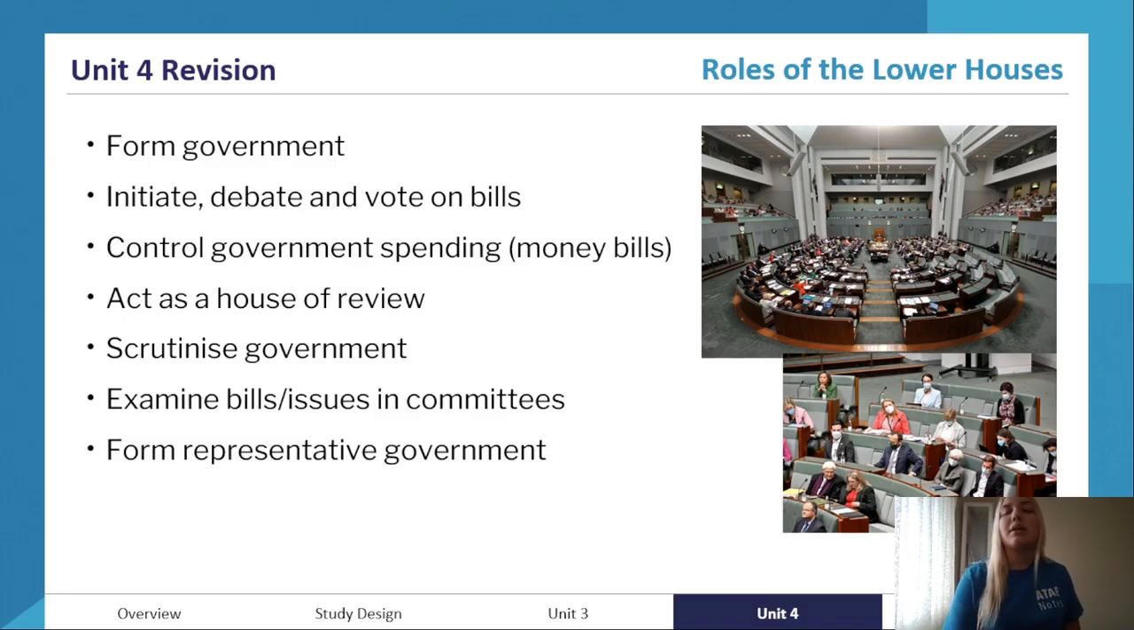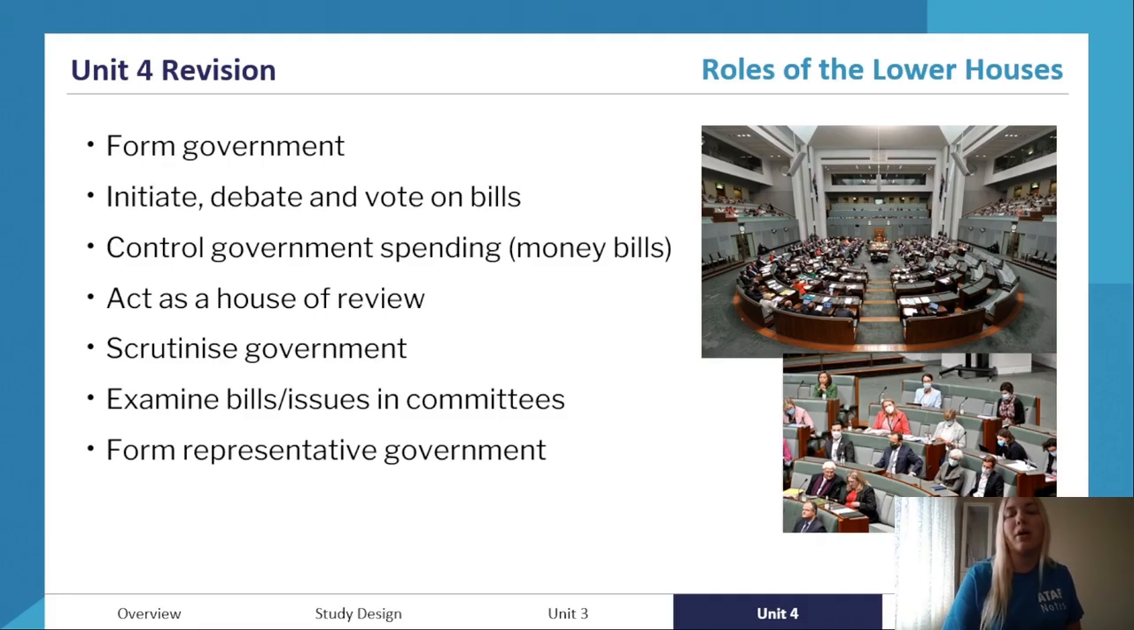So the lower house, I've already explained how it forms government, but that's its key role. They usually initiate, debate, and vote on bills. They can also act as a house of review. If a bill, a proposed law, is initiated in the Senate, they approve it, and of course, it has to go to the lower house and get approved there as well. But this rarely happens.